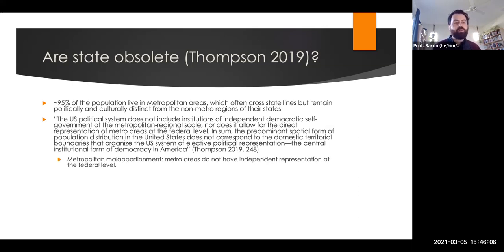The first is metropolitan malapportionment, that metropolitan areas do not have independent representation at the federal level, right? Los Angeles has to share its senators with the Central Valley and with San Diego and with the Bay Area, despite the fact that these are all relatively distinct and just happen to be in the same state, right? And there's what he calls metropolitan fragmentation, that metro areas are internally divided into distinct municipal governments, right?